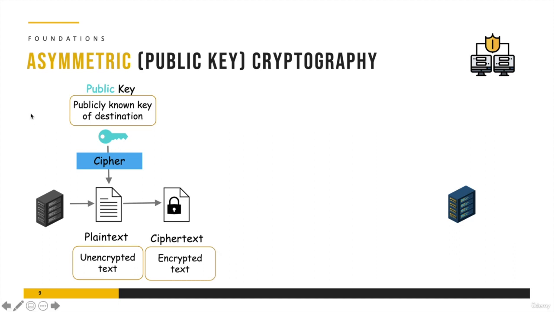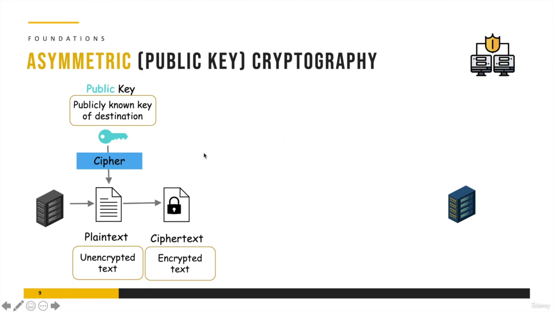Now the thing is that with asymmetric encryption, anything that has been encrypted with a public key can only be decrypted by a private key, which is secret, right? So it's asymmetric. You're not using the same key for encryption and decryption. You're using two different keys.